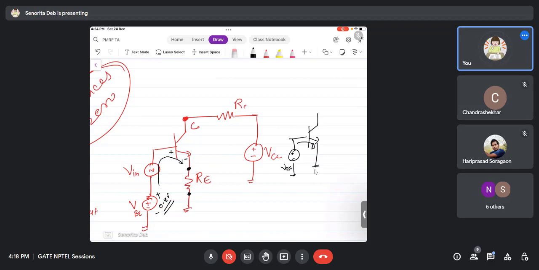You get my point? So your power dissipation will increase because of the presence of RE, but RE is needed for bias stabilization. That is a different topic, I'm not going into that right now. As well as it increases the input impedance.